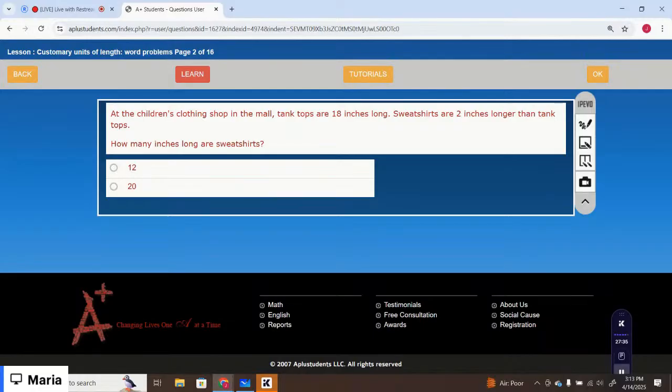At a children's clothing shop in the mall, tank tops are 18 inches long, sweatshirts are 2 inches longer than tank tops. So how many inches long is the sweatshirt? So which is the correct option?